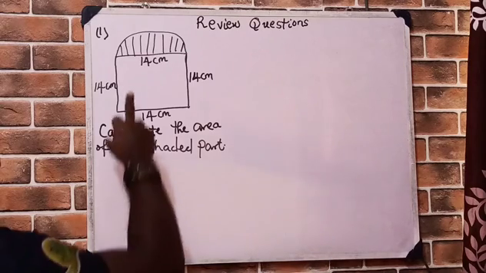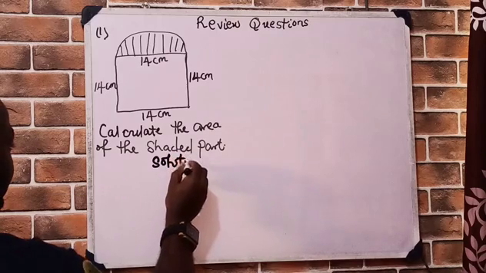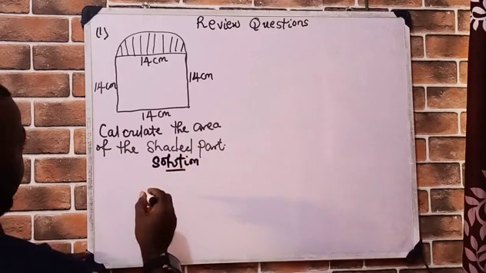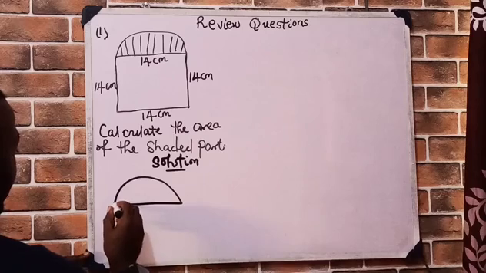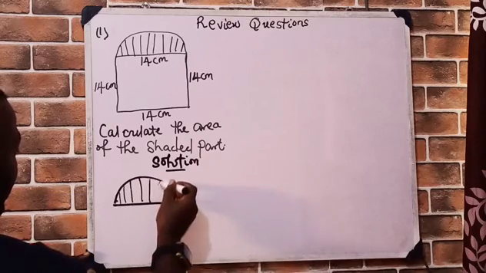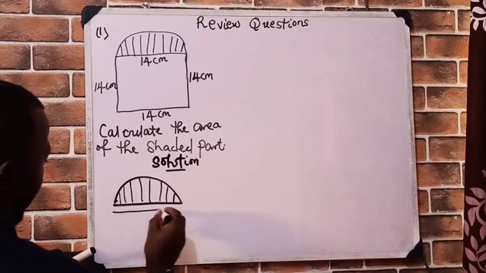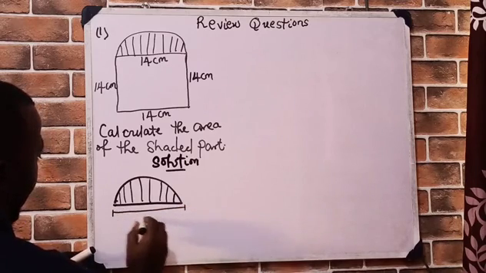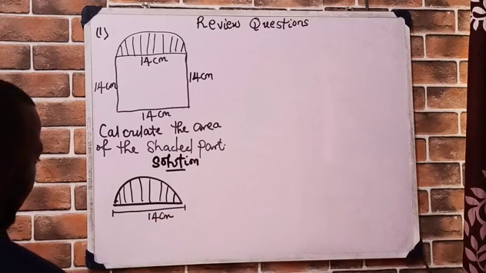Now I can split this figure to have something of this nature. This happens to be the shaded part, which is the semicircle, and from here to here being our 14 cm. This is a semicircle, and we have to get the area.